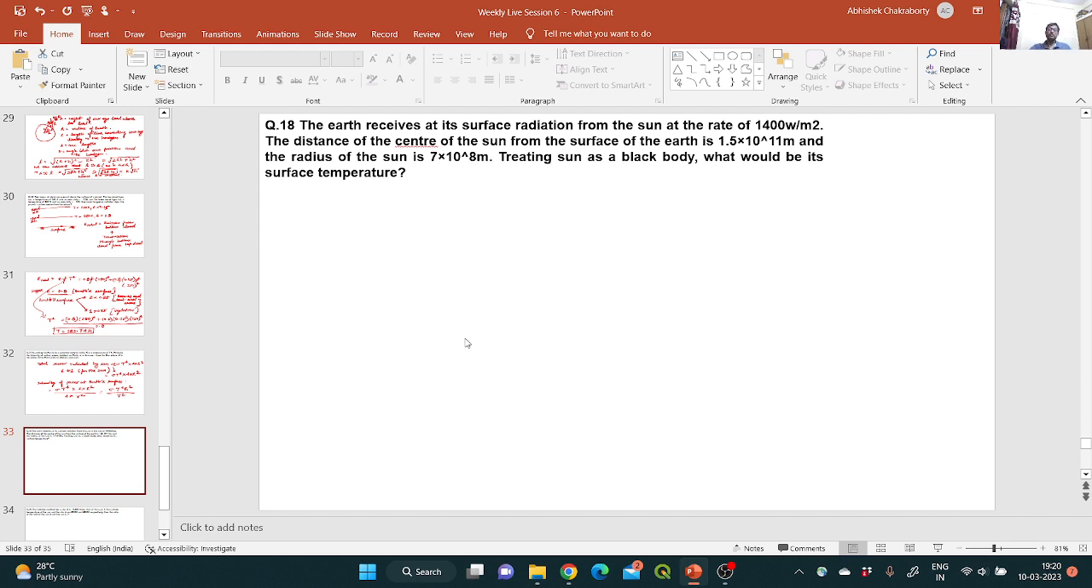The Earth receives at its surface radiation from the sun at the rate of 1400 watts per meter square. The distance of the center of the sun from the surface of the Earth is 1.5 into 10 power 11 meters, and the radius of the sun is 7 into 10 power 8 meters. Treating the sun as a black body, what would be its surface temperature?